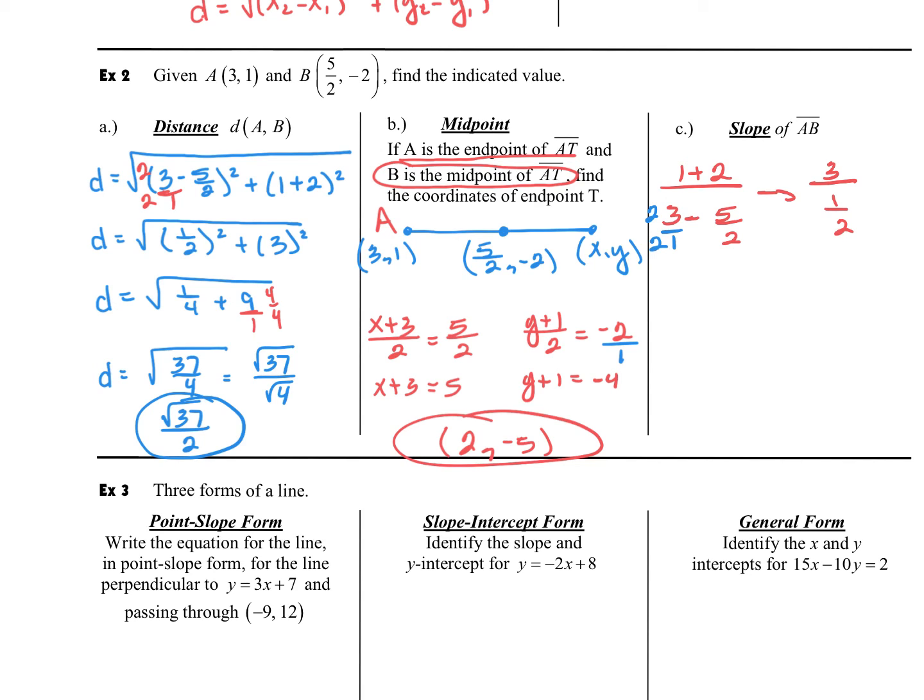Now, lots of you can probably figure out that 3 divided by 1/2 is 6, but if your brain's a little like, I don't know what to do, remember, you can do 3 times the reciprocal of 1/2, which would be 2, and that's going to give us a nice slope of 6. Remember, m is our notation for slope.